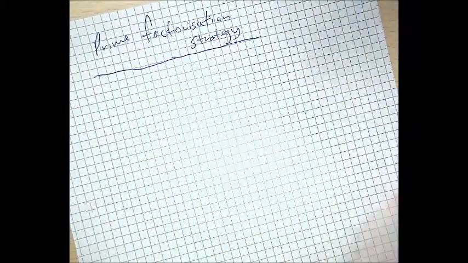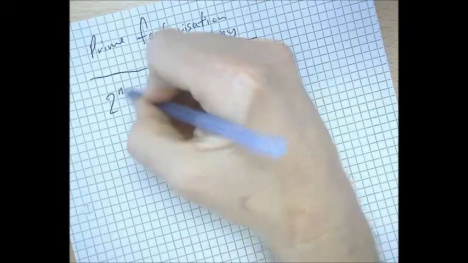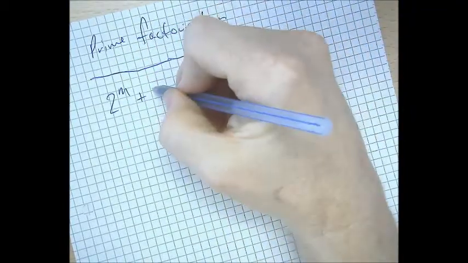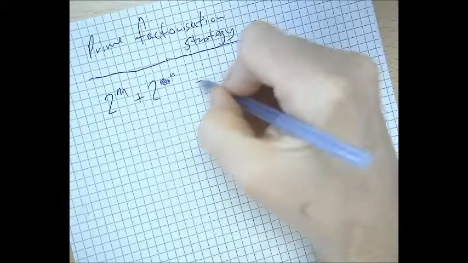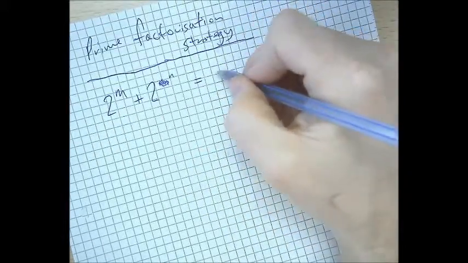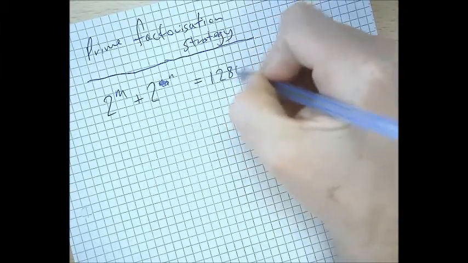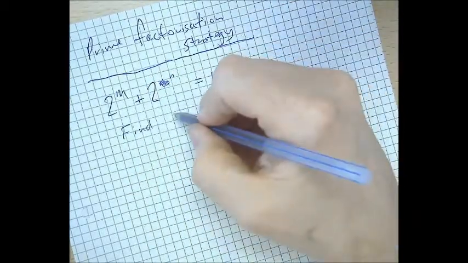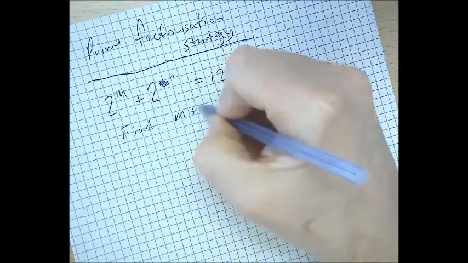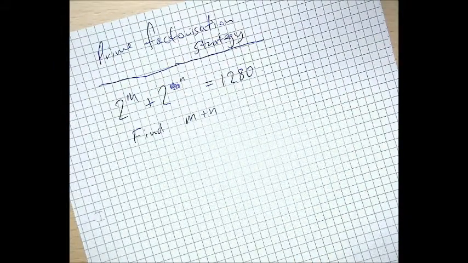Okay, so the prime factorisation strategy is often good when you have a massive number. For example, in this senior maths challenge question many years ago, you were told that 2 to the power of m plus 2 to the power of n is 1,280, and your job was to find the value of m plus n. Now, my point is I don't care how weird a question is, just kick in a strategy, right?